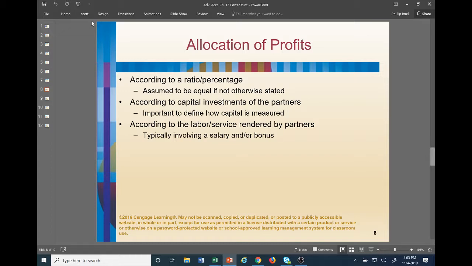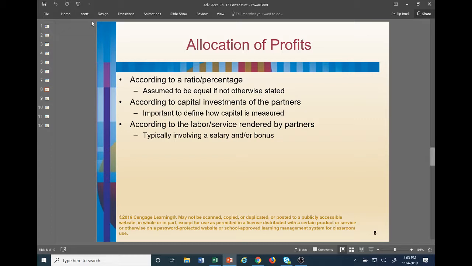Now, theoretically, the ratio should attempt to combine into one base the capital and service contributions made by the respective partners. Again, it is important to note that a partner's interest in profits and losses is often different from the partner's interest in total partnership capital, meaning the partner's interest in total net assets, which is what we're talking about there with total capital of the partnership.